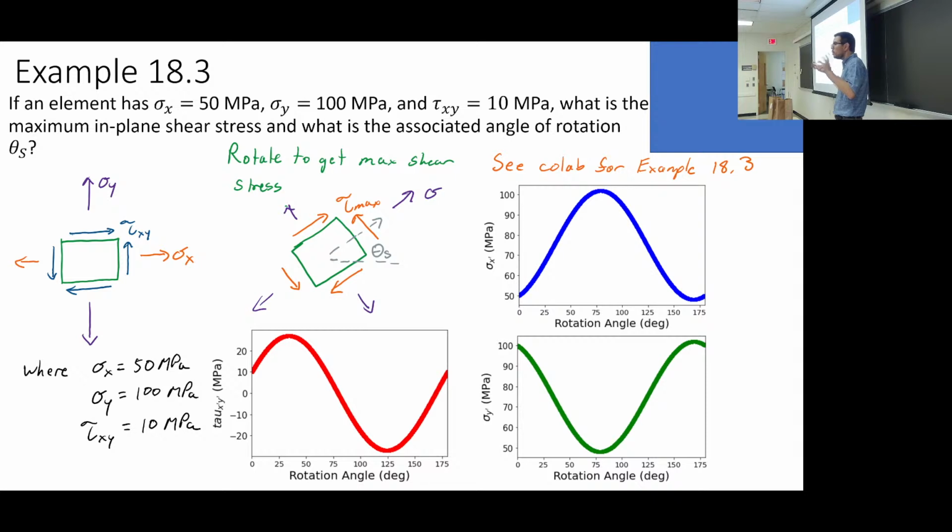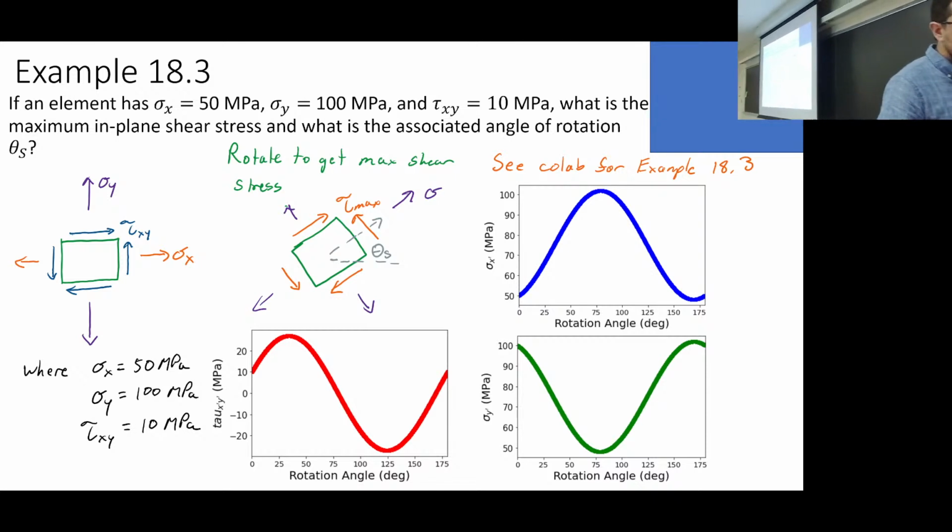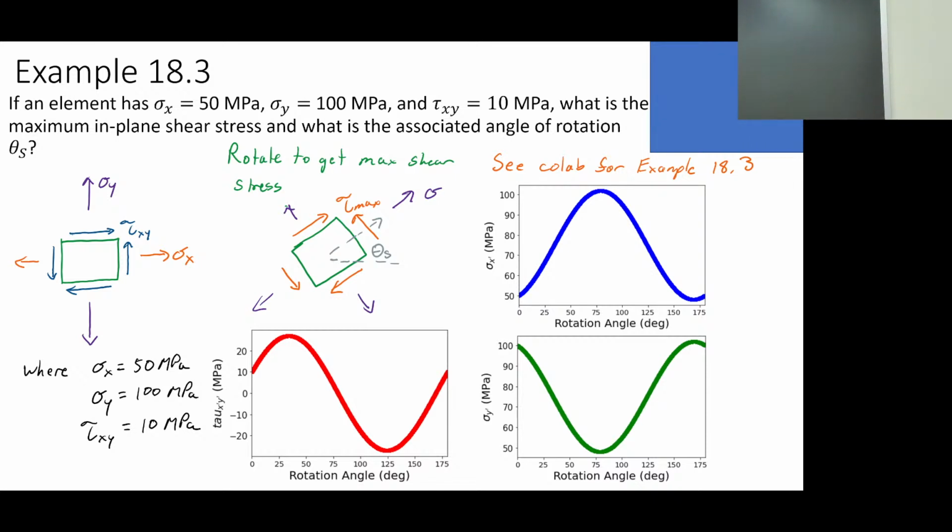Torsion, right? The twisted bar or the twisted shaft, right? That's a case where we have pure shear, and so you have zero normal stresses. Okay? But that's not necessarily a given. Is that clear? So that's different than the principal stresses.